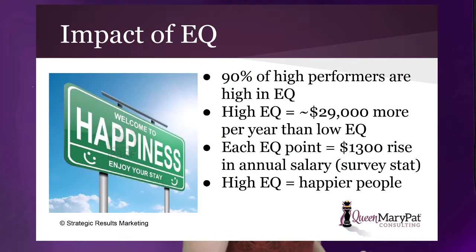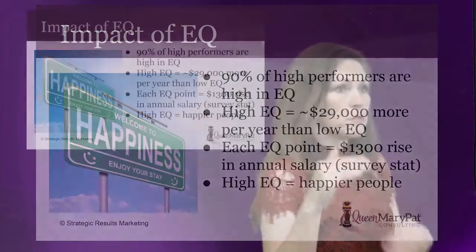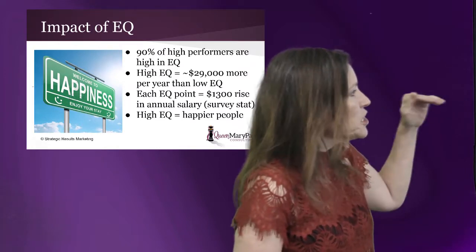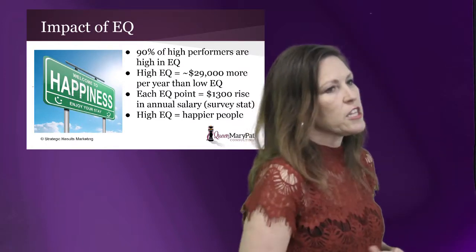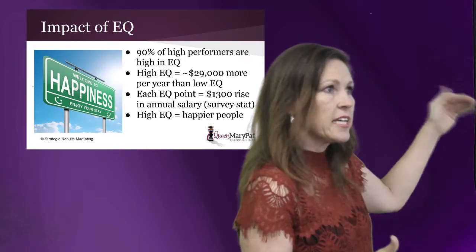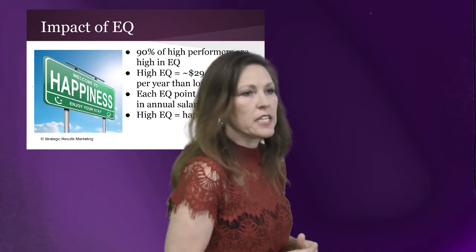The impact of your emotional intelligence: 90% of high performers are high in their emotional intelligence. A high EQ equates to approximately $29,000 more per year than a low EQ. So who doesn't want that, right? And it's learned, so we can get there. Each EQ point equates to a $1,300 rise in annual salary, according to stats. Again, these stats are in the Emotional Intelligence 2.0 book that I've referenced here.